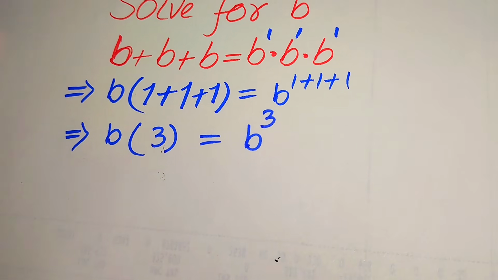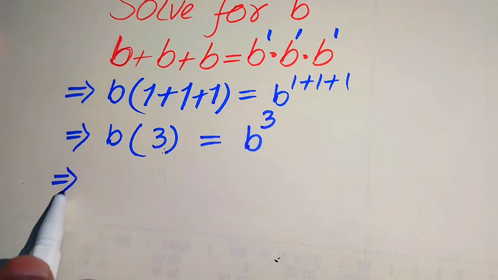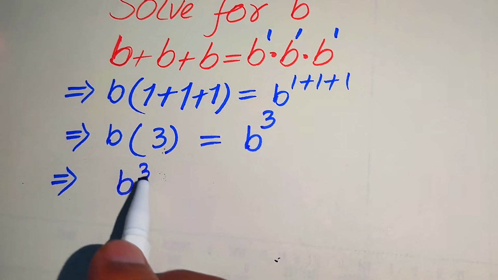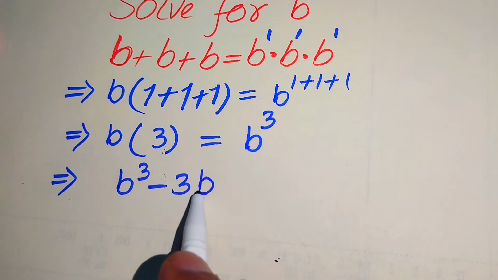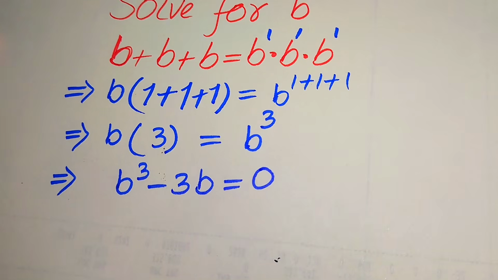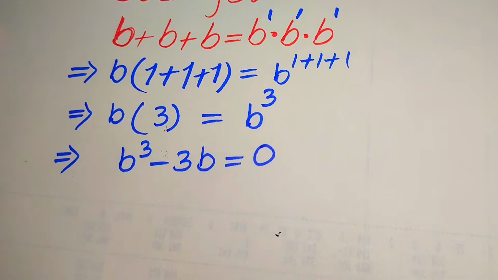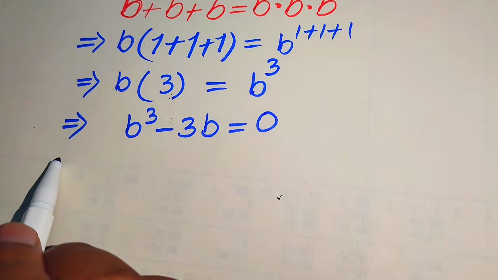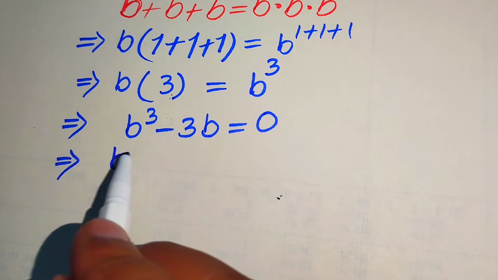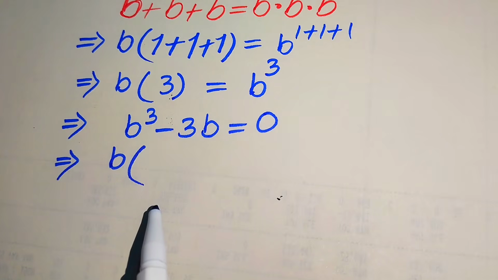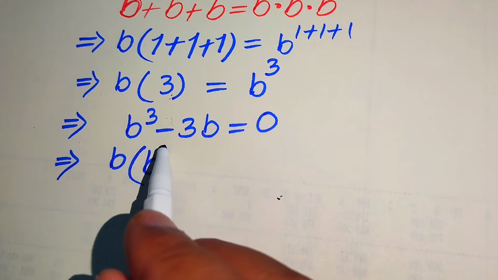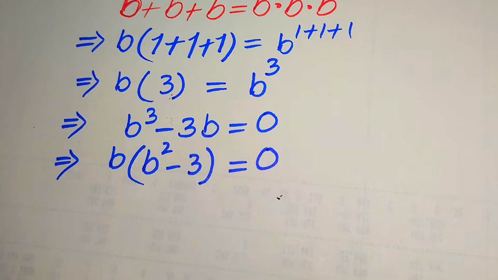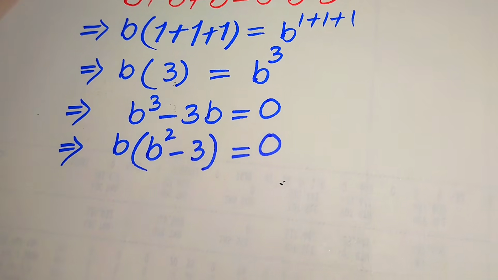which is also 3. And in the next step we move the term 3b from the left hand side to the right hand side, and we obtain b cubed minus 3b, and this whole equation is equal to 0. In the next step we need more simplification, and here you see that from both of these two values we have b as the common term. When we take common b from here, the remaining values are b square minus 3, and this whole equation is equal to 0.